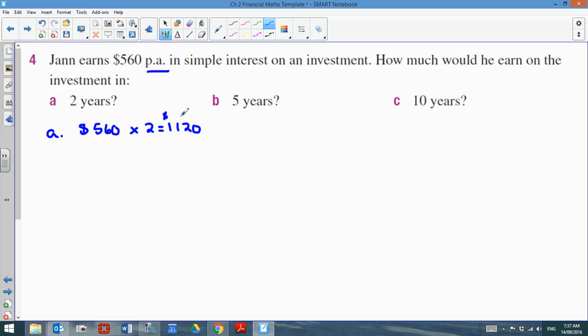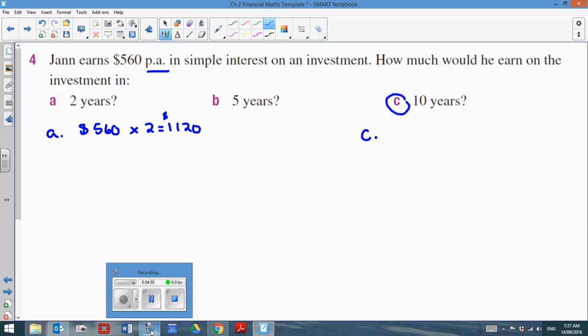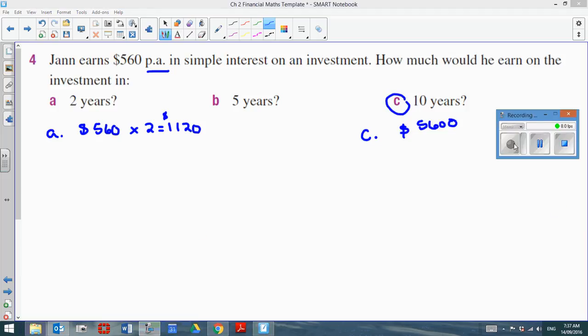Okay, we could follow the same idea for B and C. So I'm going to leave you guys to try C. Set up your work so that I can see it on your paper, and then push play in a moment and see if you get the right answer. So for part C, we should get $5,600.